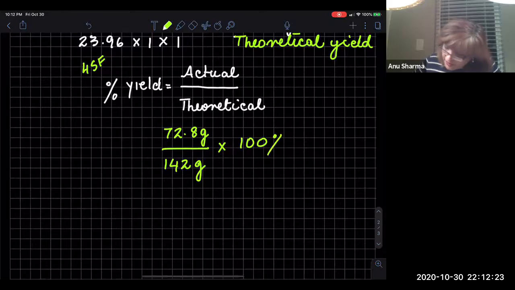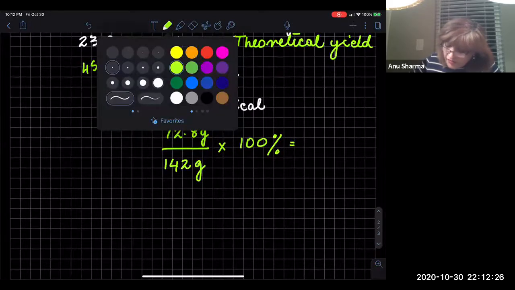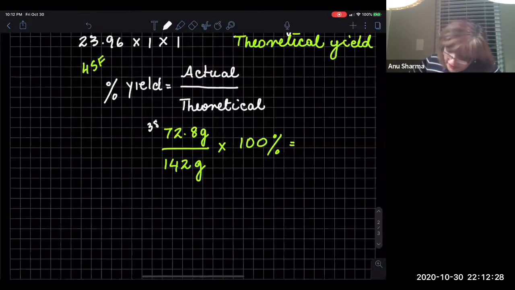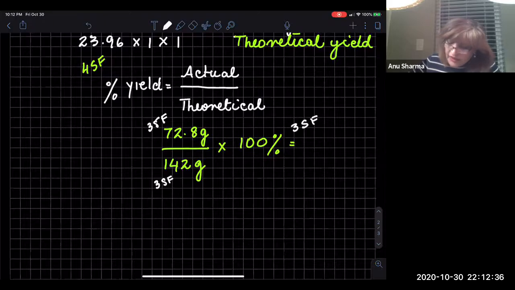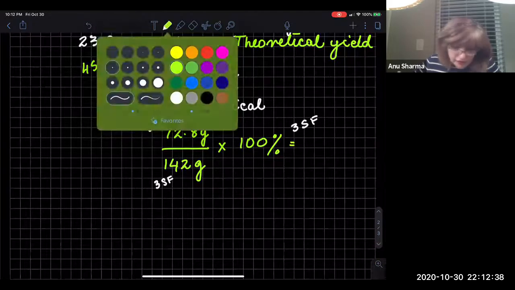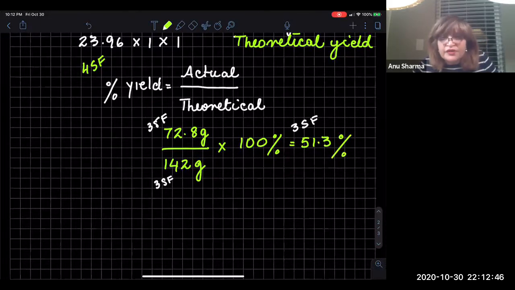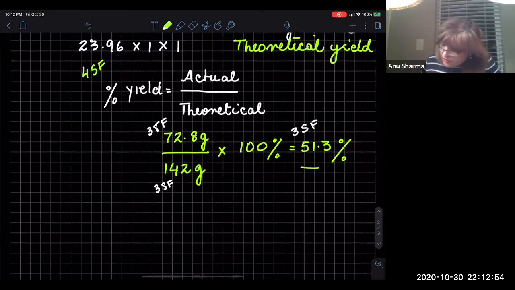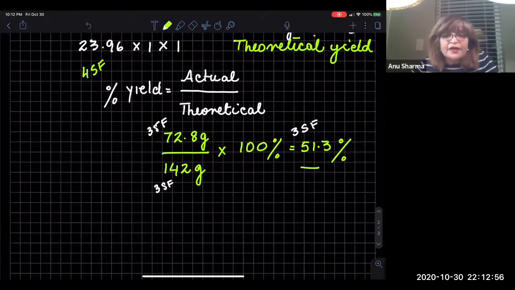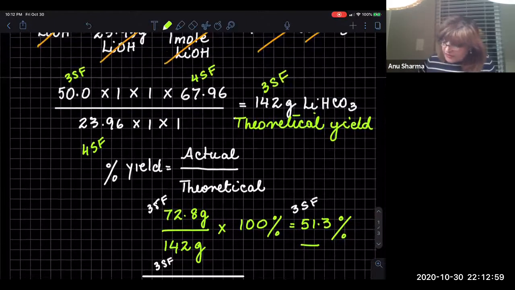Now here again, these are three significant figures, and these are also three significant figures. So your final answer should also have three significant figures. So the final answer you are going to get is 51.3%. So 51.3% is going to be your final answer with three significant figures. So you just write that, and this is how you calculate the percentage yield.